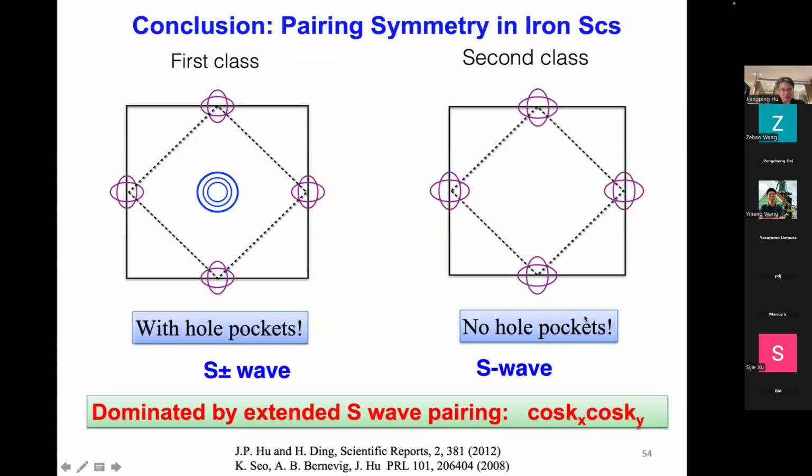So that tells you that iron selenium STO, at least this material, is in this S wave state without sign change. Okay, so in that case, I think probably this so-called extended S wave is favored in the iron-based superconductors: with a hole pocket it is S plus minus, without a hole pocket it is simply S wave.